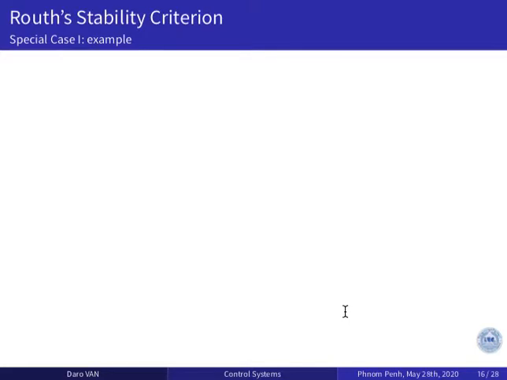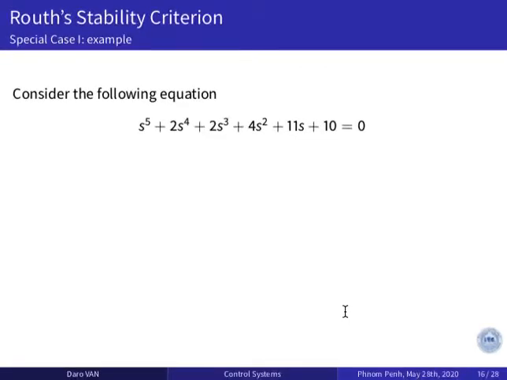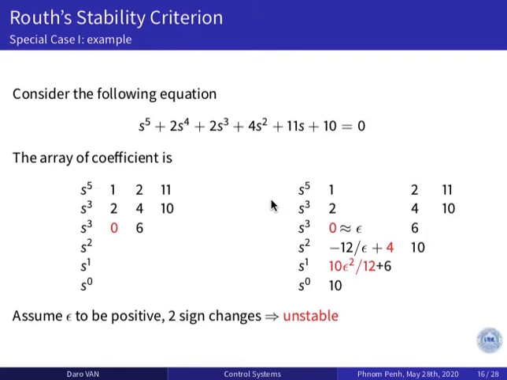Let's consider an example. Consider the following equation. This is the polynomial of the denominator. Then you need to form the array of the coefficients, as you did before. But in this case you will find that there's a 0 here, and this is not 0. So you need to allow this 0 to be epsilon, a very small number. It can be positive or negative. You can assume it later.